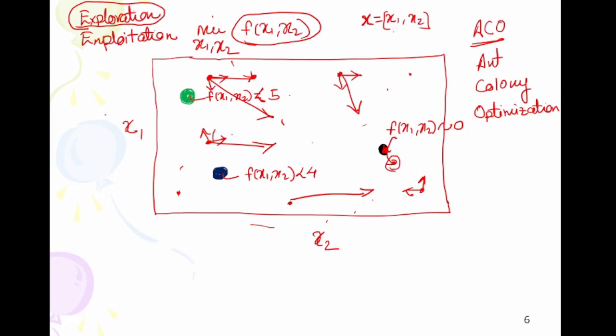So here also, you are randomly changing the value of x1 and x2 in different directions because you want to explore the search space. And once you have explored the search space, some values of x1 and x2 might have come closer to the final solution. And then you are exploiting that particular solution. That is known as exploitation. I think it is clear.